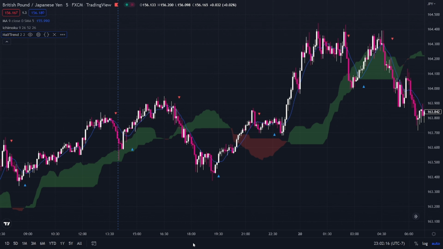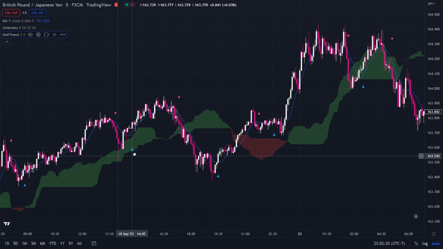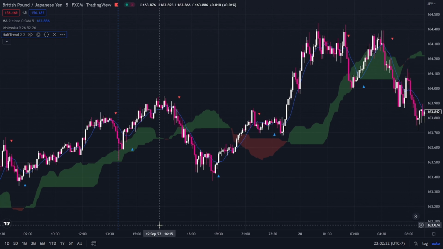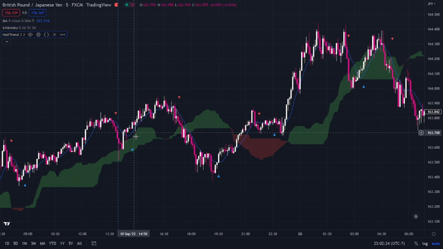Next, what we want to look for is once this arrow has popped up, we want to be checking for, is the candle above the cloud? And is it above the blue line? Did it close above the cloud? And did it close above the blue line? And as you can see here, this candle did close above the cloud and it did close above the blue line completely.